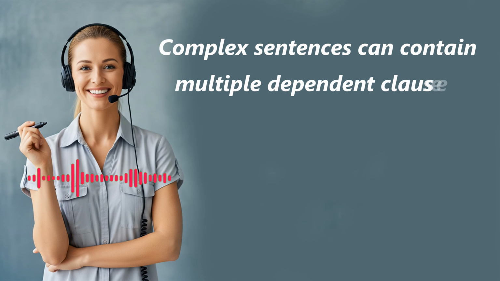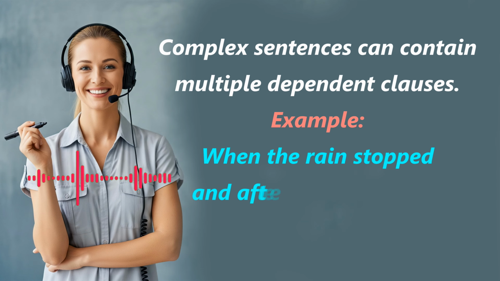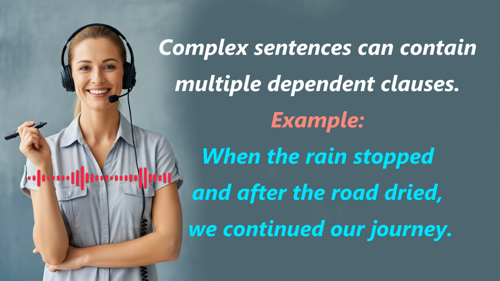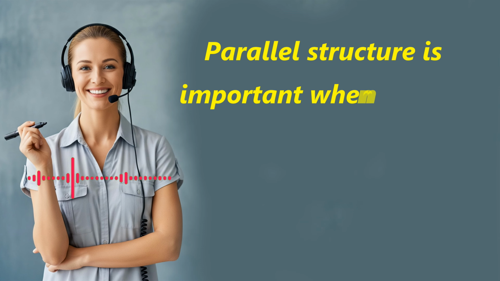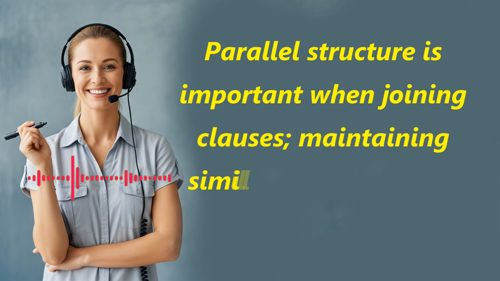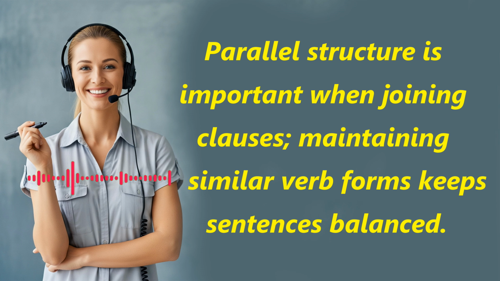Complex sentences can contain multiple dependent clauses. Example, when the rain stopped and after the road dried, we continued our journey. Parallel structure is important when joining clauses. Maintaining similar verb forms keeps sentences balanced.